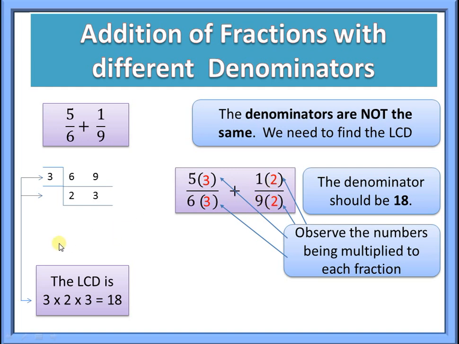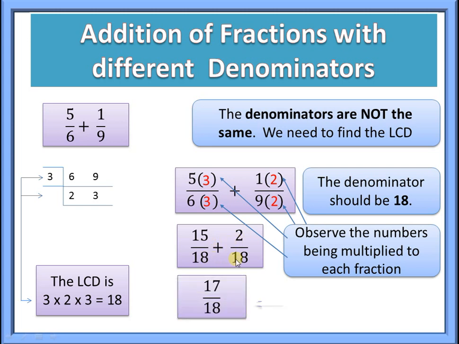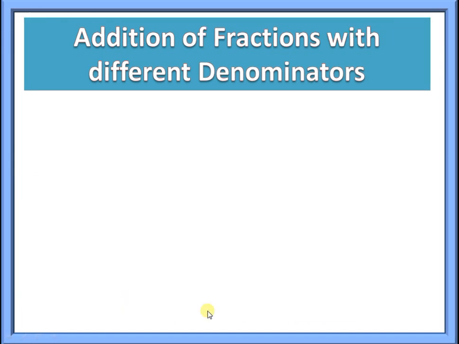So our new expression will look like this. 5 times 3 is 15 all over 18. Plus 2 times 1 is 2 and 9 times 2 is 18. Now that the denominators are the same, this will become easy for us. So we just focus on the numerators. So I have here 5 plus 2 is 17 all over the denominator 18. Okay? Let's have one more.